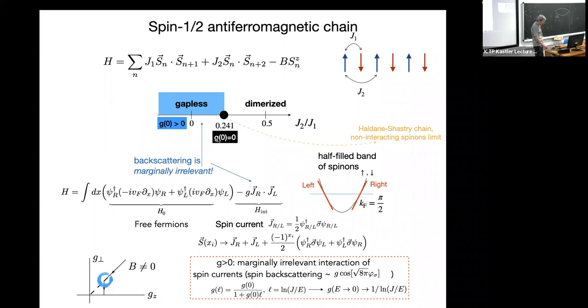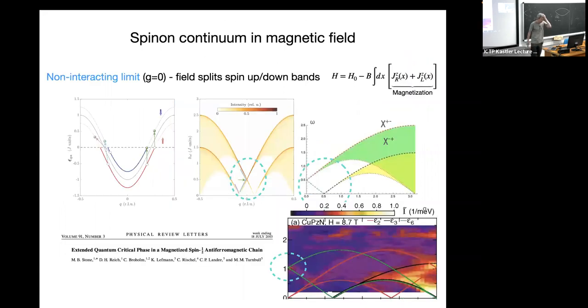Another thing to add: this initial value of the coupling constant G is a function of the ratio J2 to J1. For the pure Heisenberg chain, it's something finite and positive in the way I defined it. As we increase J2 to this 0.24 value, it vanishes. At that point, the leading marginally irrelevant operator is absent, and the system is described by pure conformal field theory with no perturbations, at zero temperature and zero magnetic field. And so now we add a magnetic field.